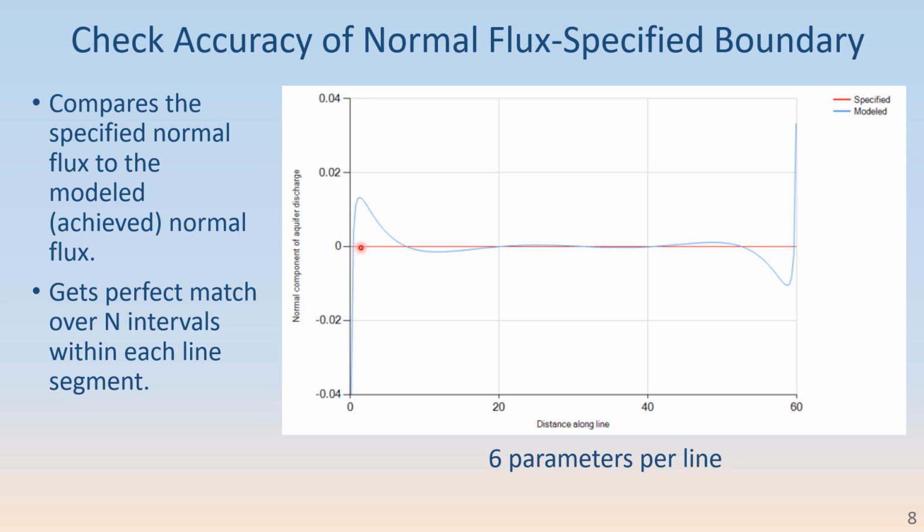And remember that this is getting perfect continuity of flow, or basically achieving the specified normal flux exactly over 6 intervals within this one line segment. This has 6 parameters per line.